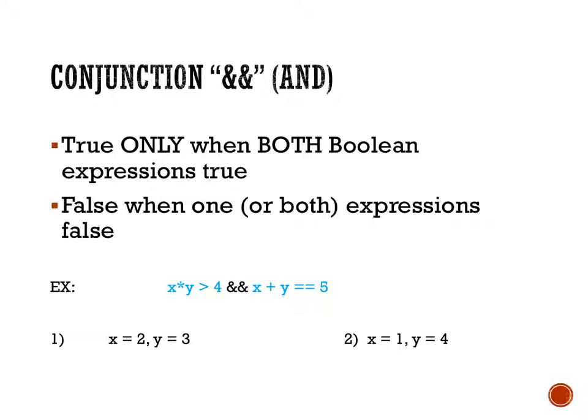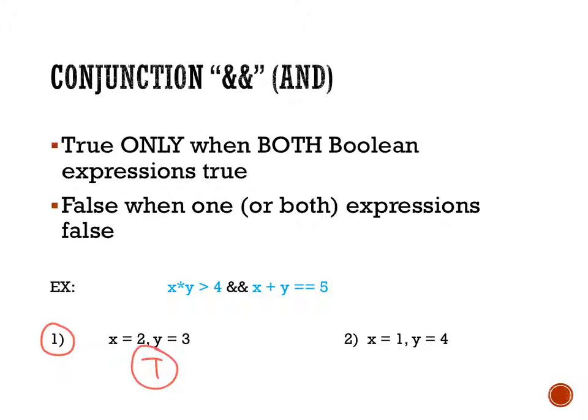So if you look down at the bottom, what you'll notice is we have two Boolean statements here. If we use these first numbers in number 1, we'd have 2 times 3, which would be 6, which is greater than 4. So that would be true, and x plus y, so 2 plus 3, is equal to 5, and that is true. So because we have both statements that are true, this whole first statement, if x is 2 and y is 3, would evaluate to be true and the code would run.